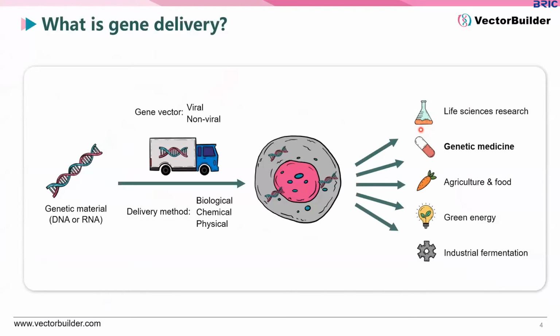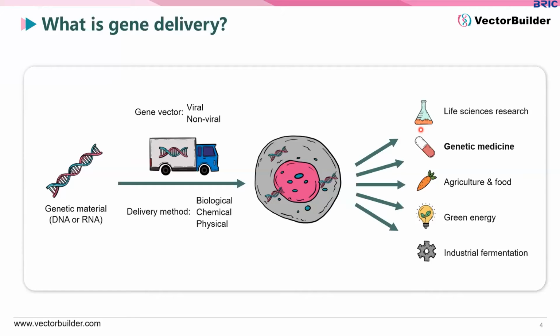So now that we have almost a century of background of basic science research and discovery, we know that genetic materials, they are DNA and RNA, and they encode for genes, and also non-encoding sequences help regulate our gene expression. So now that we have a more comprehensive understanding of what genetic material is, we want to apply them in different applications, different fields, such as life science research, medicine, agriculture and food, green energy, or fermentation in the industry. So how do we do that?